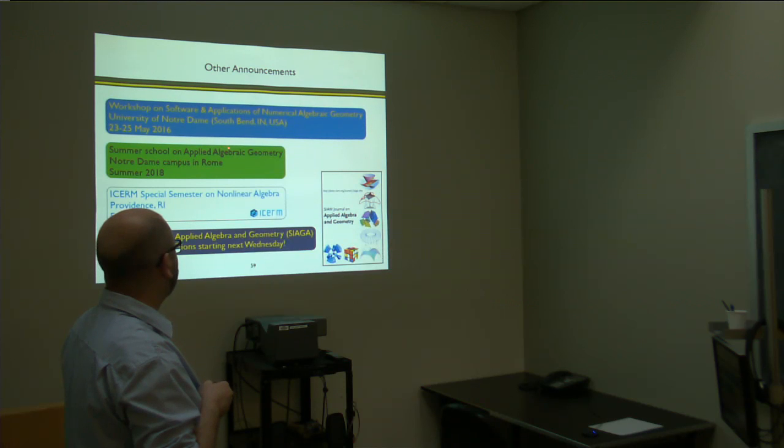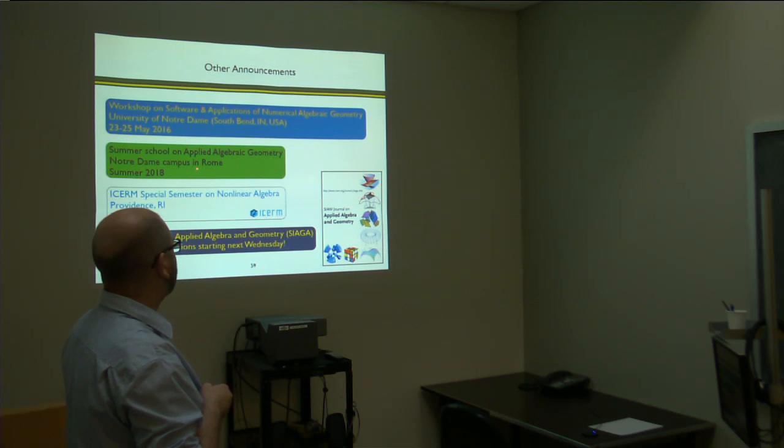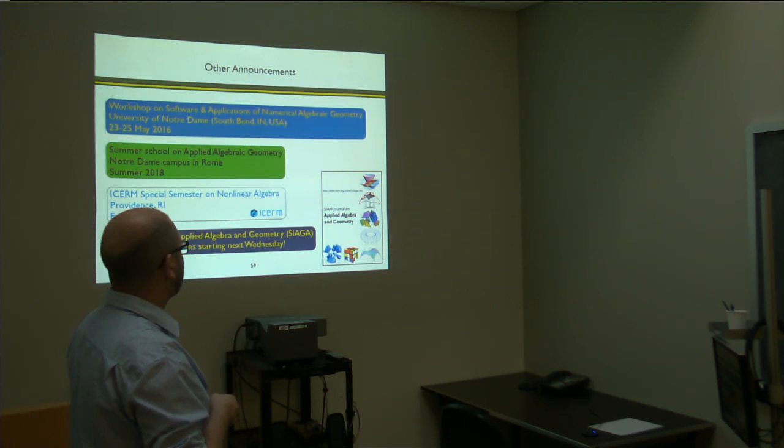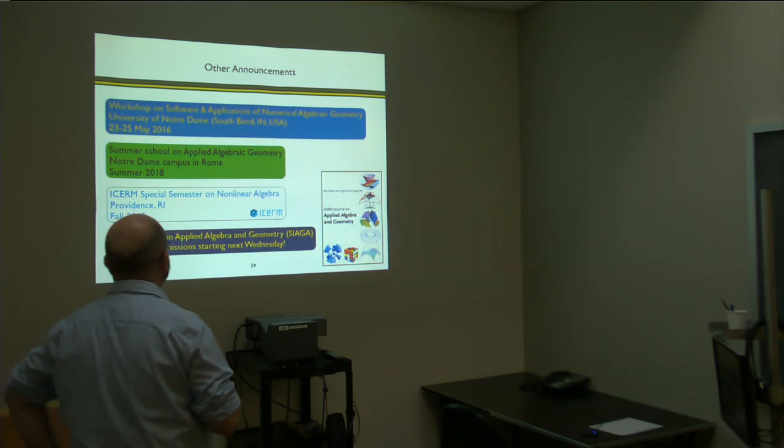There'll be a summer school in applied algebraic geometry, including a second workshop in Rome in 2018. Notre Dame has a campus next to the Coliseum, because they're Notre Dame. CSU does not have a campus next to the Coliseum, as it turns out. I checked.